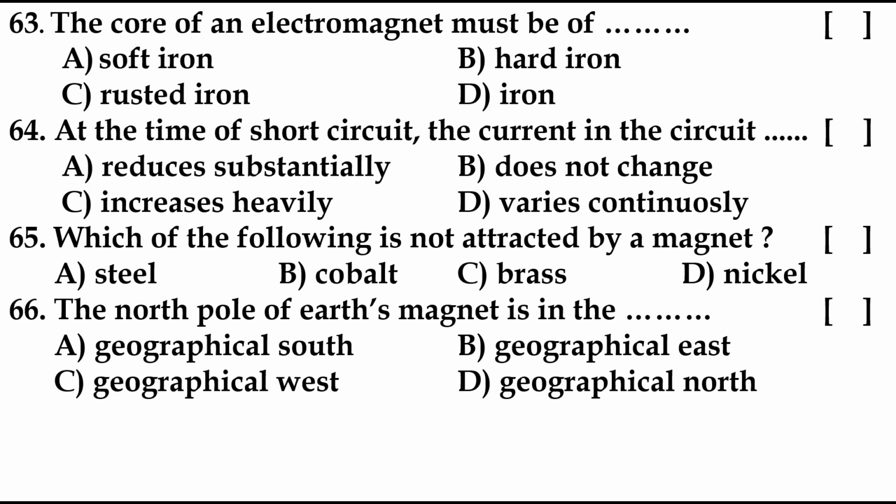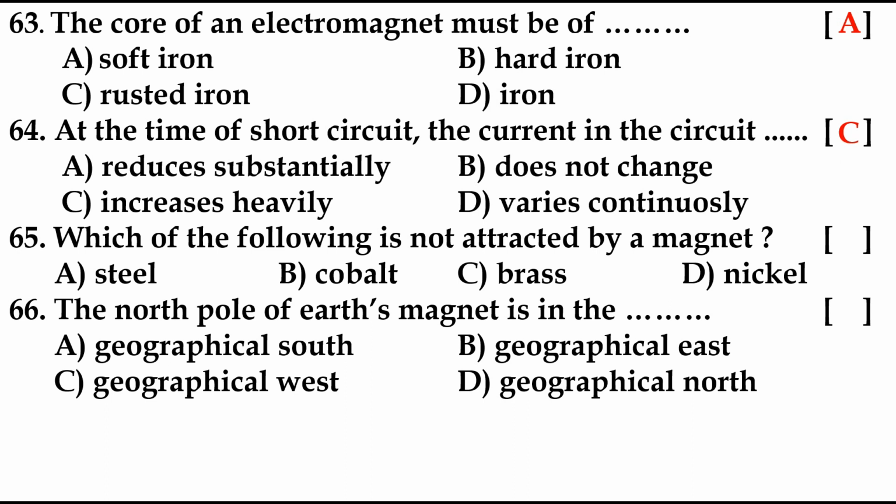63. The core of an electromagnet must be of dash. A. Soft iron, B. Hard iron, C. Rusted iron, D. Iron. Answer is option A. Soft iron. 64. At the time of short circuit, the current in the circuit dash. A. Reduces substantially, B. Does not change, C. Increases heavily, D. Varies continuously. Answer is option C. Increases heavily.